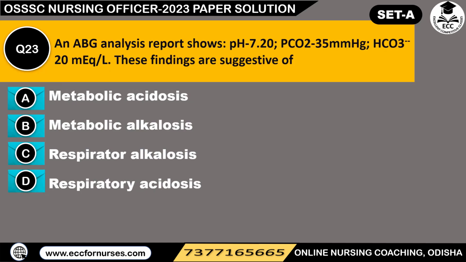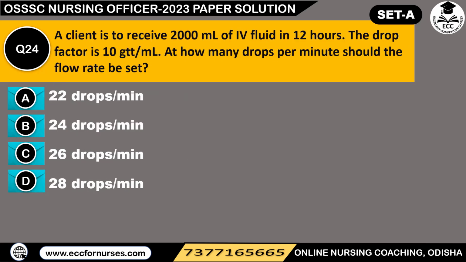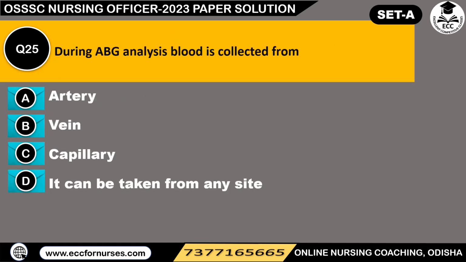Question number 23. An ABG analysis report shows pH 7.20, PCO2 35 mmHg, HCO3 minus 20 milliequivalent per liter. These findings are suggestive of metabolic acidosis. Question number 24. A client is to receive 2000 ml of IV fluid in 12 hours. The drop factor is 10 GTT per ml. At how many drops per minute should the flow rate be set? Answer is 28 drops per minute.